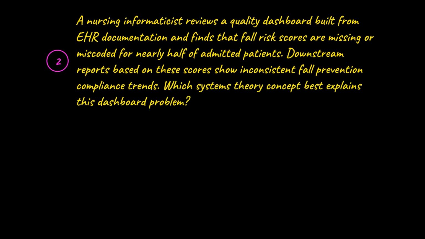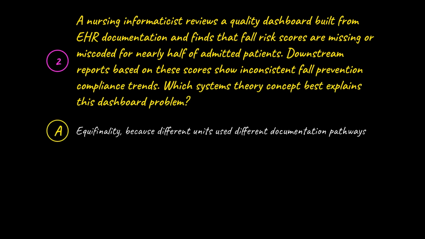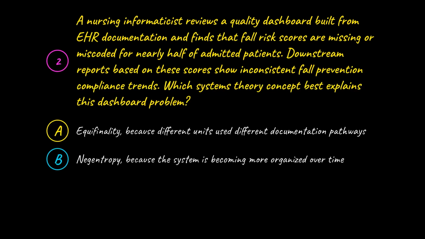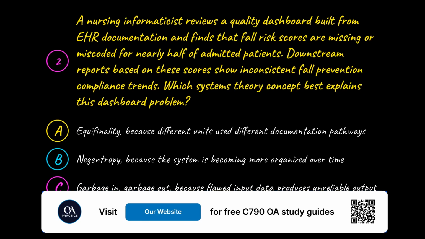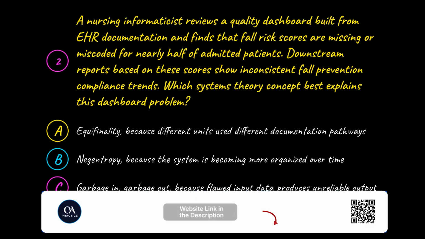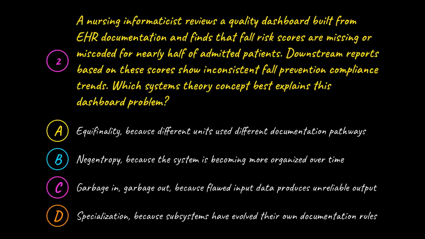Your options are A, equifinality because different units use different documentation pathways. B, negentropy because the system is becoming more organized over time. C, garbage in, garbage out, because flawed input data produces unreliable output. D, specialization, because subsystems have evolved their own documentation rules. Take a second. Which answer would you pick?